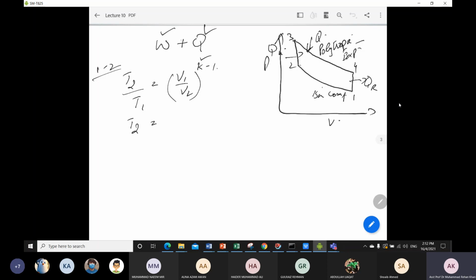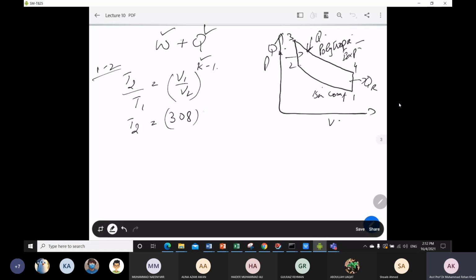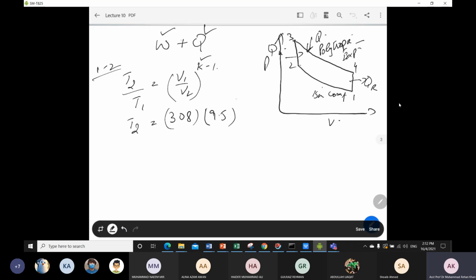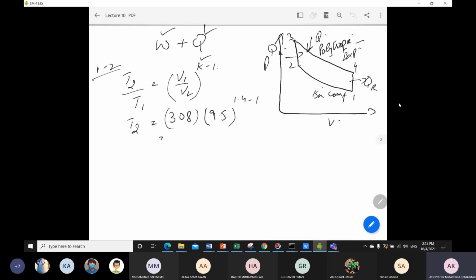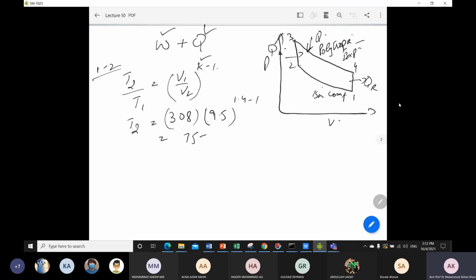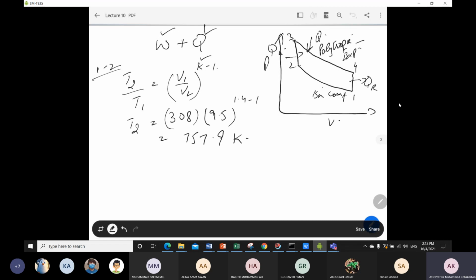So T1 is known to you, so you can easily find the value of temperature, because we have to find all the states' temperatures and pressures. So 308 times 9.5, which is your compression ratio, to the power 1.4 minus 1, and you can just solve it and you will get the value of 757.9 Kelvin. Okay, so this is your T2.